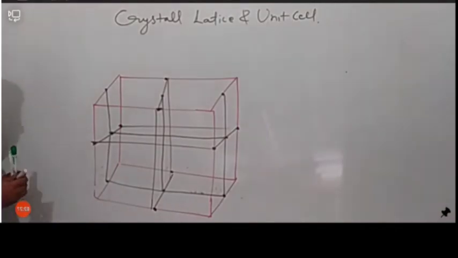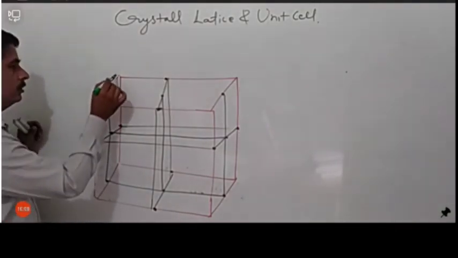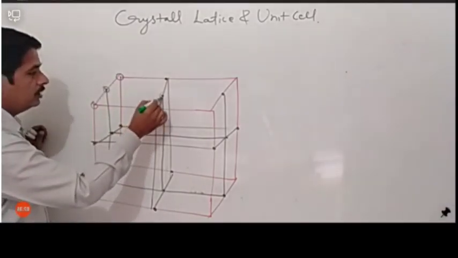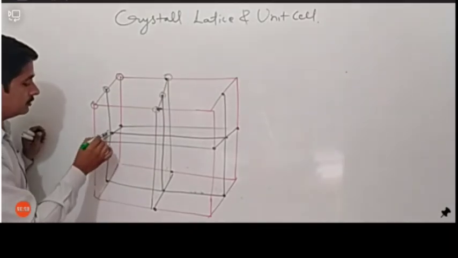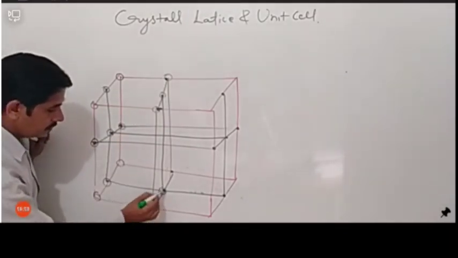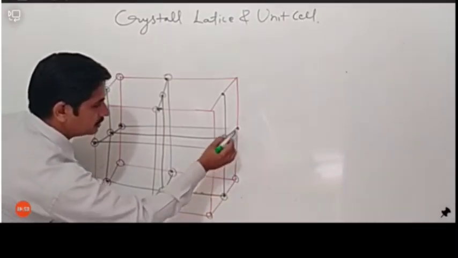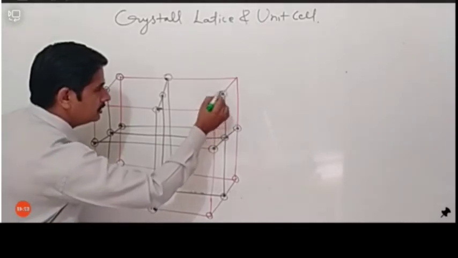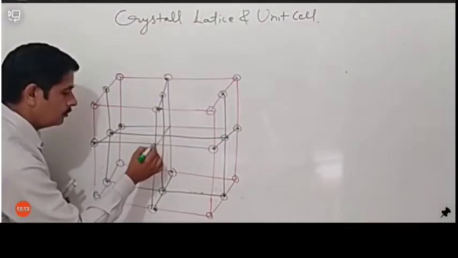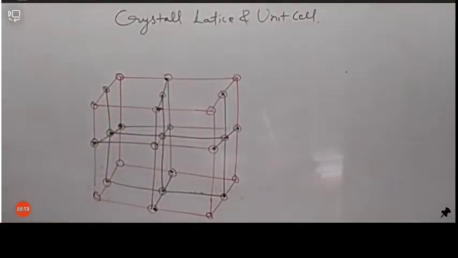Now what we are going to do, we have to make a point or a particle at every intersecting point. Draw particles here, one each, like this. Now we have drawn the diagram of crystal lattice. This is the crystal lattice. And what is crystal lattice? Let's see. Now the crystal lattice is complete.